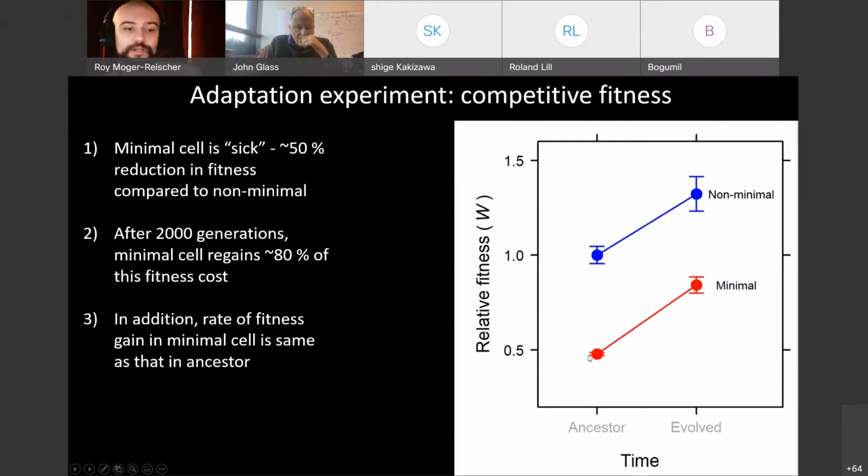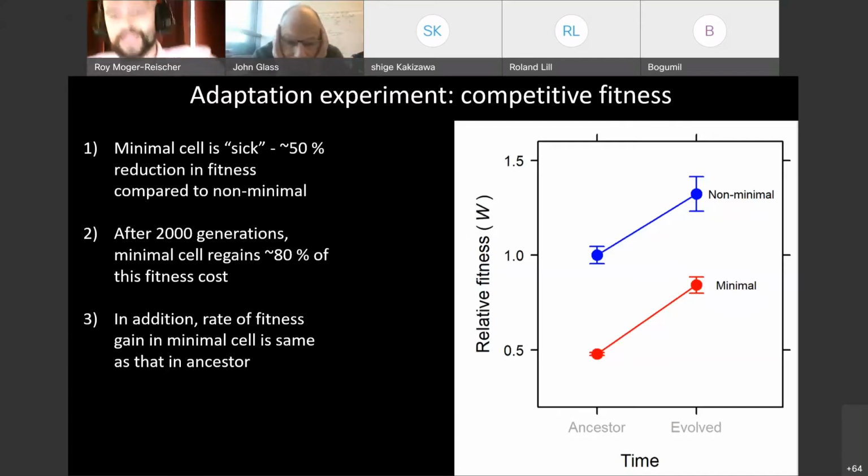And in particular, the rate at which it recovered fitness was the same as the rate at which the non-minimal cell gained fitness. So this suggests that, in fact, the minimal cell is not constrained in the way it can evolve, which is, again, kind of counter to my expectations as an evolutionary biologist, given that we know that essential proteins tend to evolve more slowly.